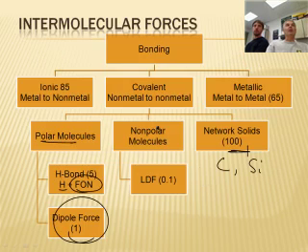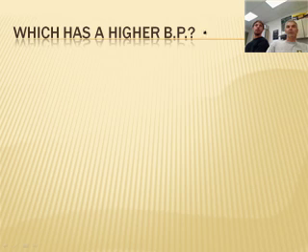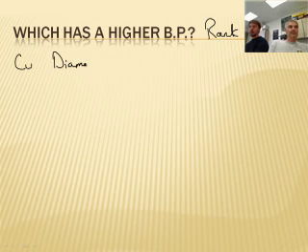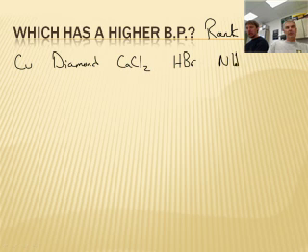Okay. Let's do one more. Actually, instead of higher boiling point, we're going to rank them. So I've got several of them. I want copper. I want a diamond. I want calcium chloride. Calcium chloride is CaCl2, folks. I want hydrobromic acid, HBr. I want ammonia, NH3. And I want carbon tetrachloride, CCl4. Okay. So we're going to rank them from highest to lowest.